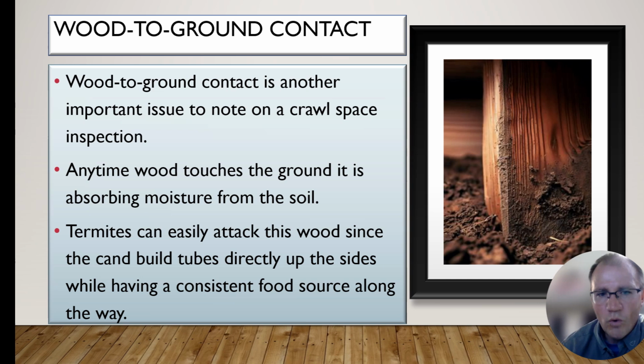Let's take a look at wood to ground contact. Wood to ground contact is another important issue to note in a crawl space inspection. Anytime wood touches the ground, it is absorbing moisture from the soil. Termites can easily attack this wood since they can build the tubes right up the sides while having a consistent food source along the way. So many of you have probably seen this where you've got some wood to soil contact, and many times, depending on where you're at in the country, you're going to see termites working their way up the wood through the tube.